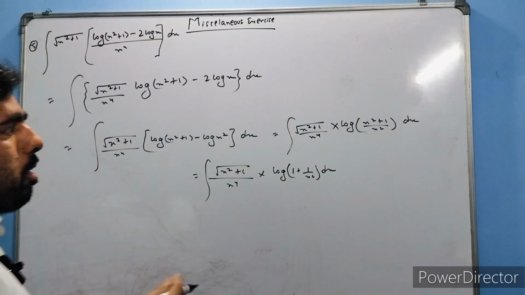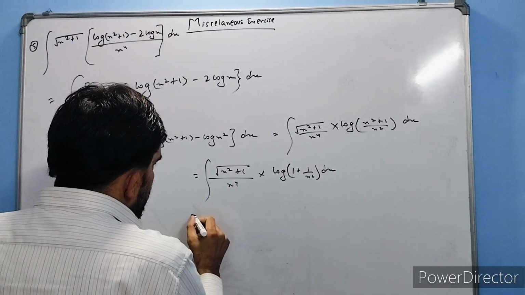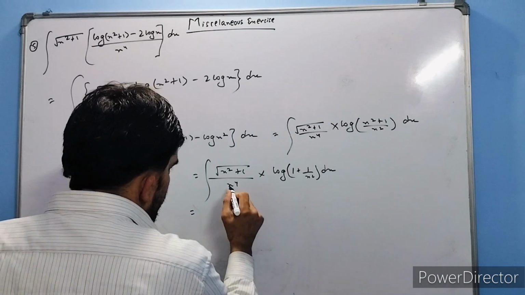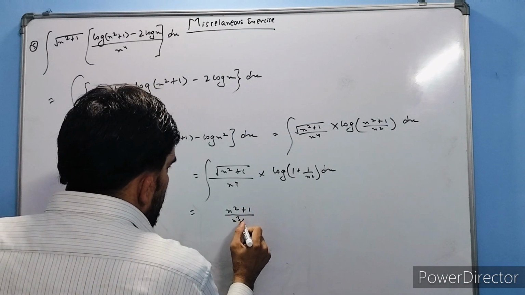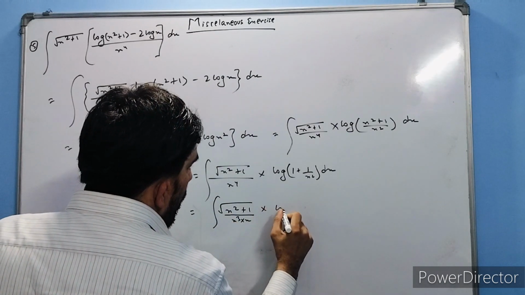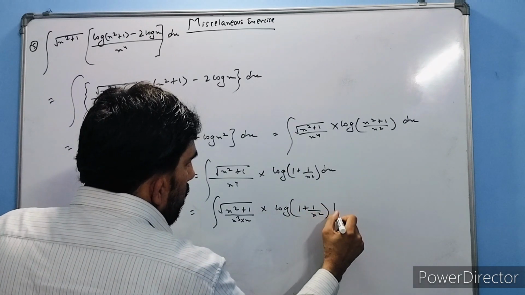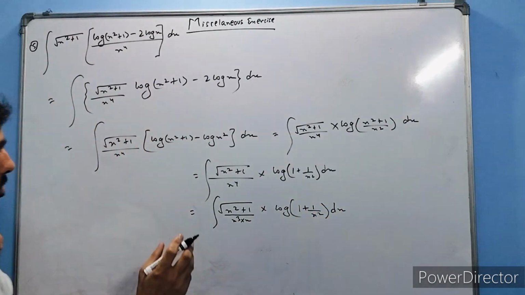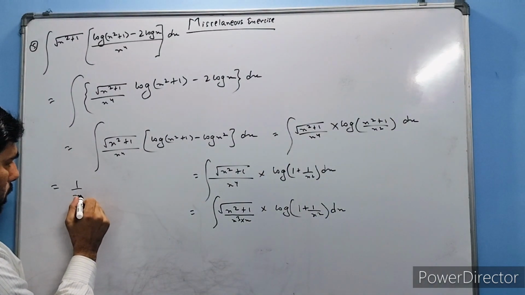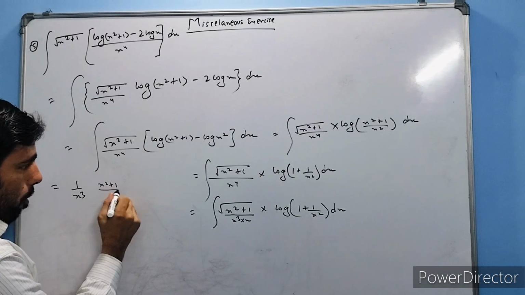Okay, I have just separated them. So we've got this. Now here also I can do this. That is x square plus 1 upon, if I take x cube into x, so that will be easier for you, into log 1 plus 1 upon x square dx. Okay, so now what we can do here is just take 1 upon x cube here, and I can write x square plus 1 upon x square.